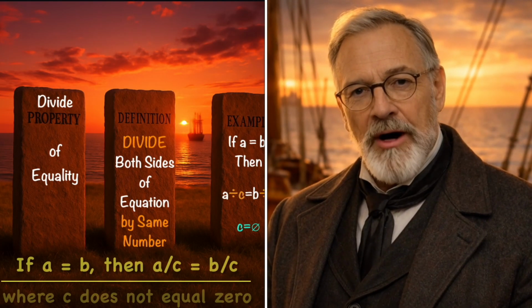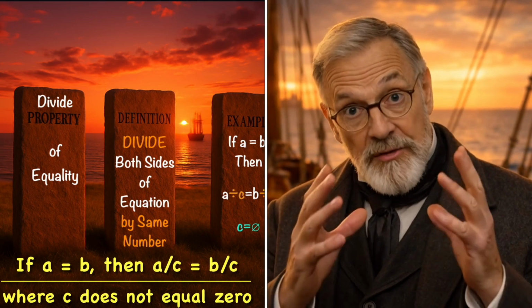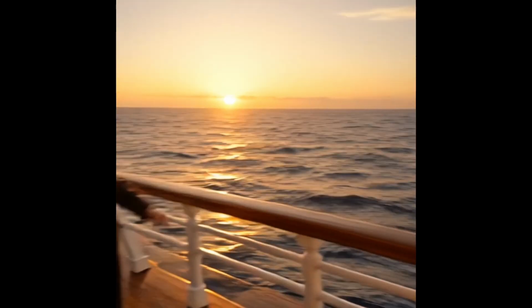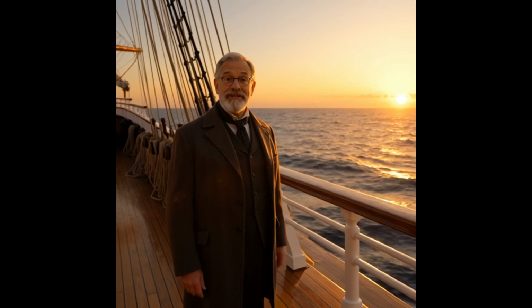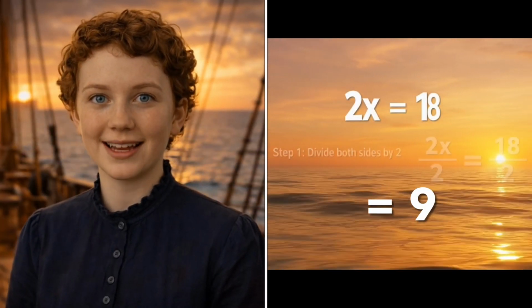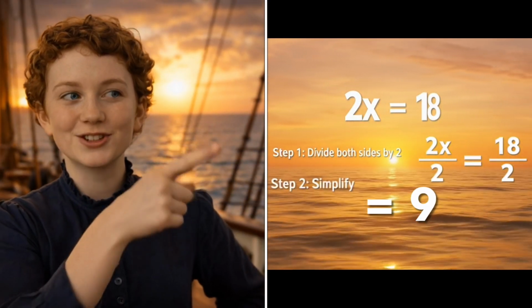Now, division property of equality. Divide both sides by the same number. Equality is preserved. One condition. You cannot divide by 0. Here's our example of the division property of equality. 2x equals 18. Divide on both sides by 2.